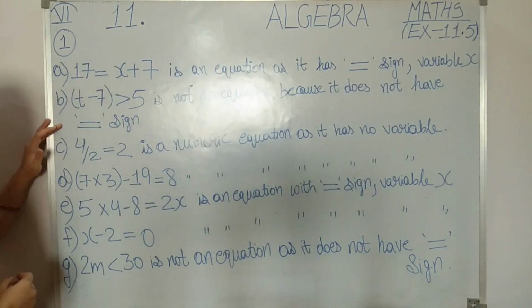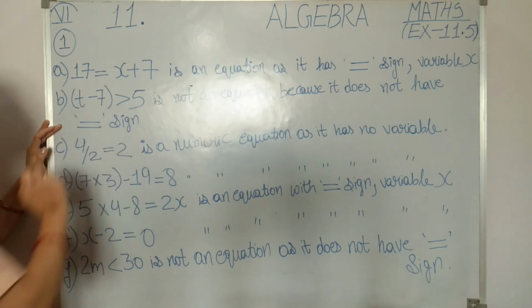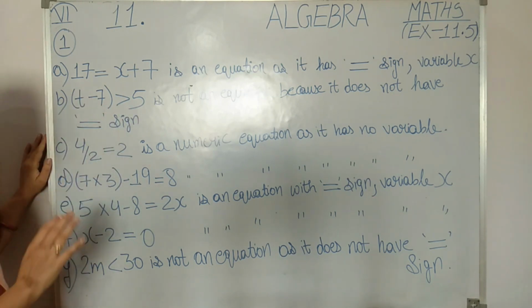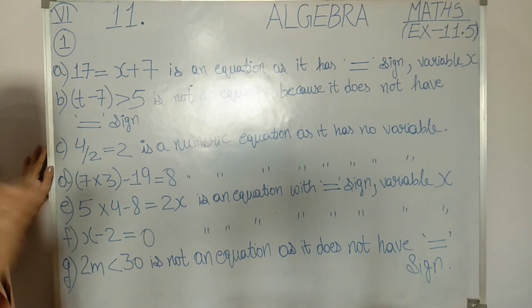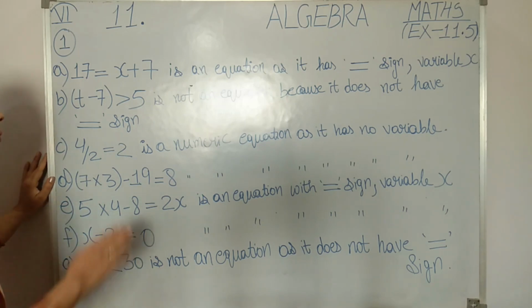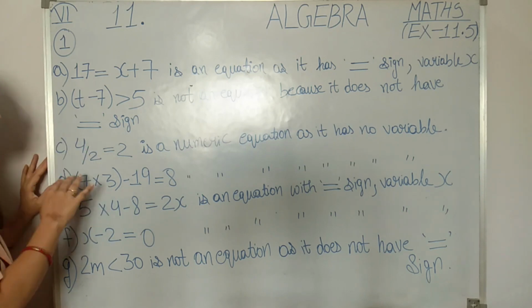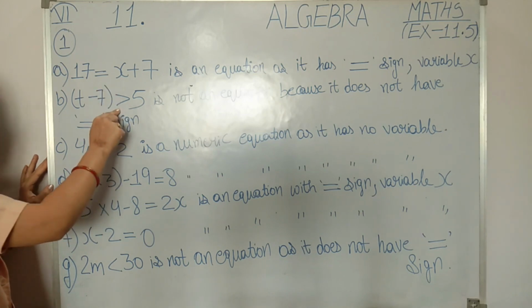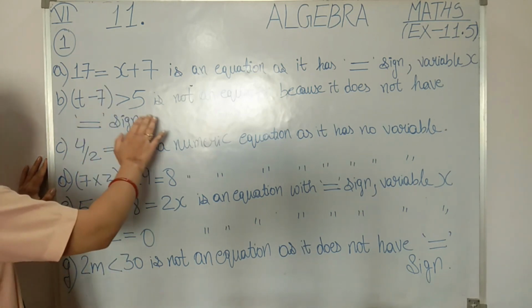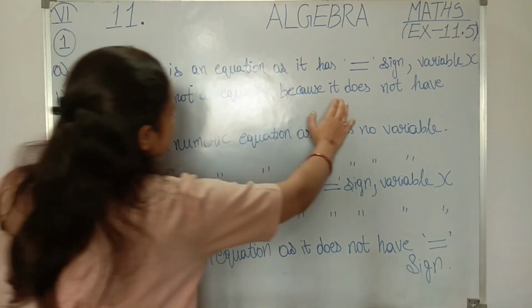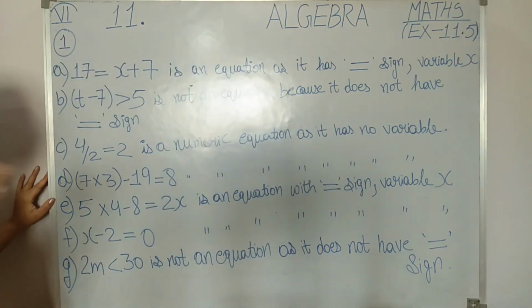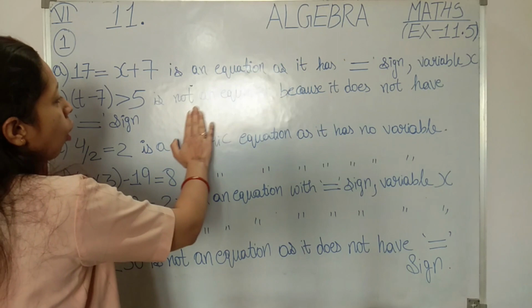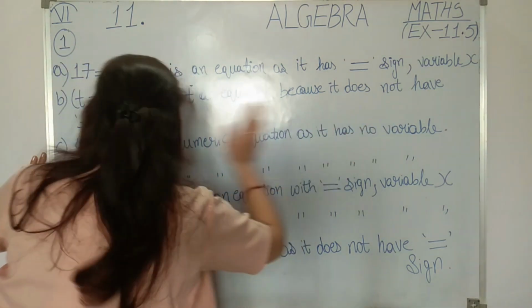Got it students? Point number B, t minus 7 greater than 5. Variable t is here, but we have to choose only equations. Then we have to see its variable. Is it an equation? No, you can see it is not an equation. It has a variable, but it is still not an equation. Reason: it does not have an equal to sign. So what I have written here: t minus 7 greater than 5 is not an equation because it does not have an equal to sign. Maybe my board is shining and you will not be able to see this properly, so I am reading so that you can write.